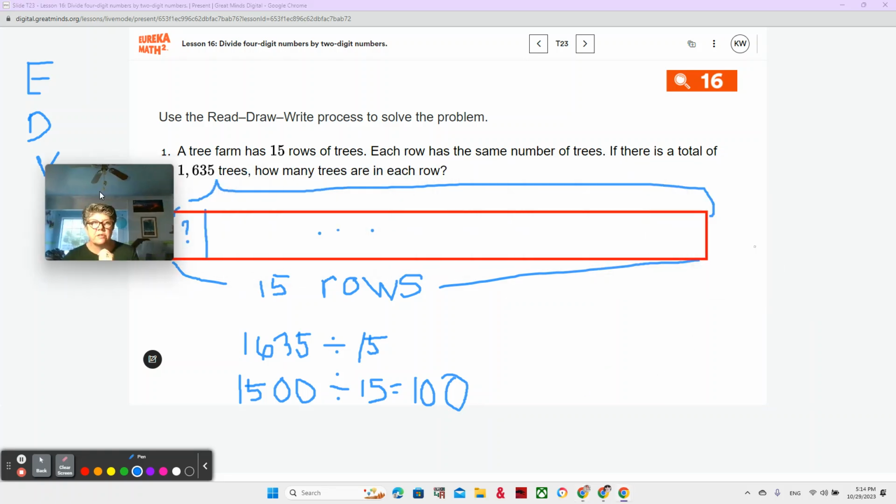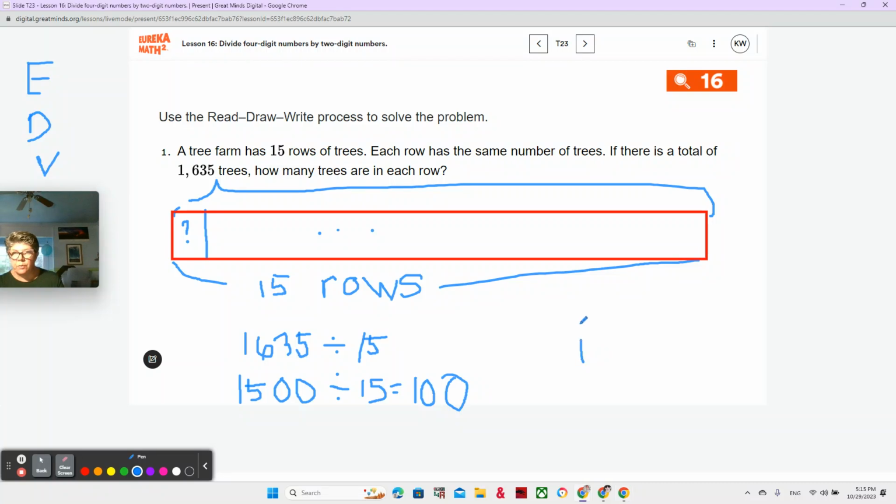Now, we can just use that estimate to jump right in to our vertical form. Make sure that we use our real numbers, 1,635. And we're dividing by 15. 4 digits divided by 2 digits. And we said 100. So let's just go with our 100, right? And we know that that's going to be 1,500. And we can just stay with that because we know we can add more products, more quotients to this, right? So that would be 135 left over when we subtract, right?